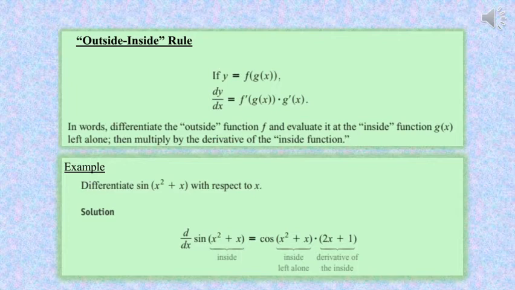Find the derivative of sine of x square plus x with respect to x. We will apply the derivative on this function. The derivative of sine becomes cos, and the derivative of the angle, which is the inside function x square plus x, becomes 2x plus 1. So the answer will be 2x plus 1 into cos of x square plus x.